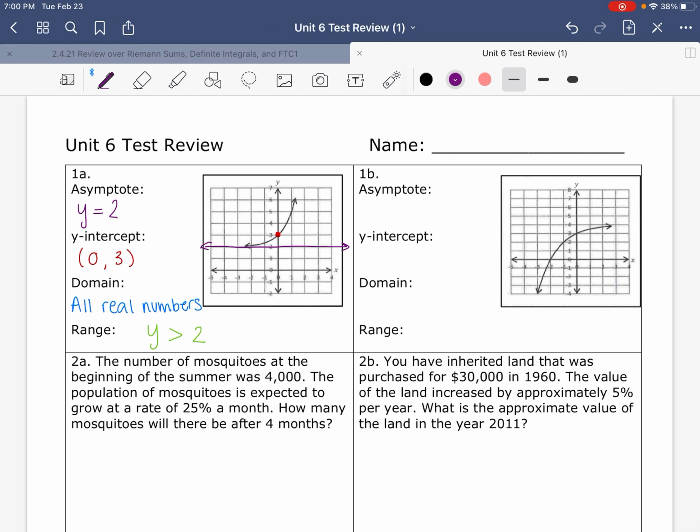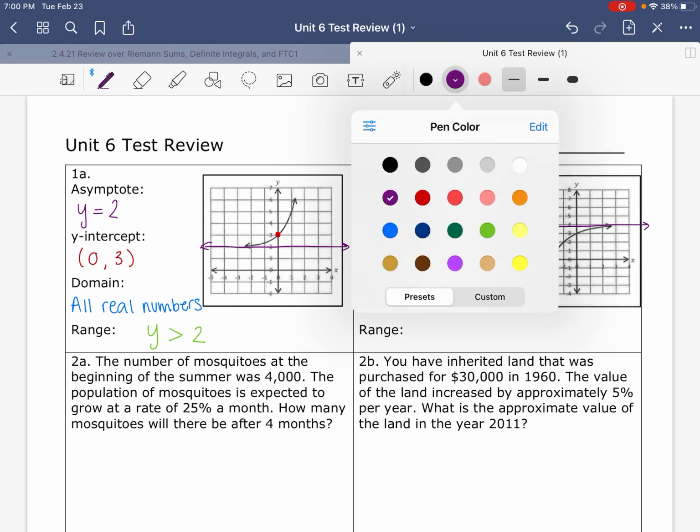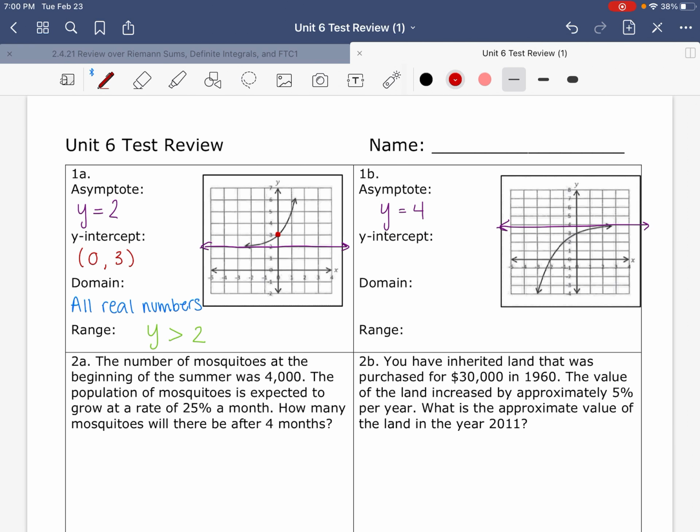All right, same thing on the other side. The asymptote is where it levels off. So if we look, right here would be our asymptote, and that would be at y equals 4. Our y-intercept is where it hits the y-axis, which would be right there at 3, so 0, 3.